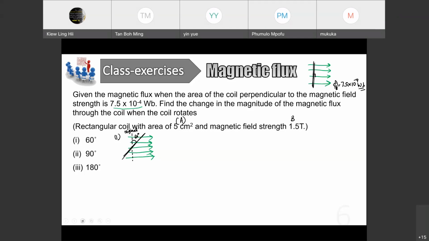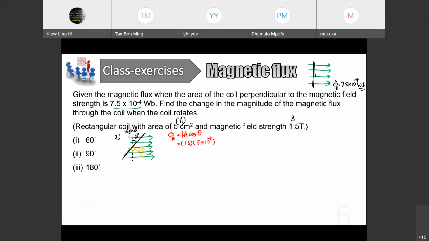Now, the new magnetic flux is B A cos theta. So B is 1.5, A is 5 centimeter square, convert to SI unit, times 10 to the power of negative 4. Theta, how do we find theta? So remember, always start with the normal line first. So theta is the angle in between the normal line and your magnetic field lines. So now this is the time when you have to apply your mathematics skills here.